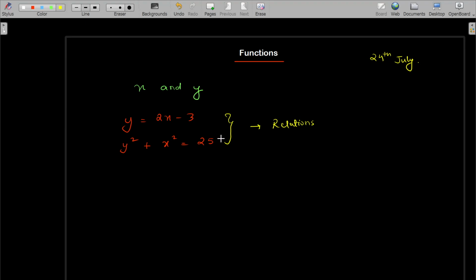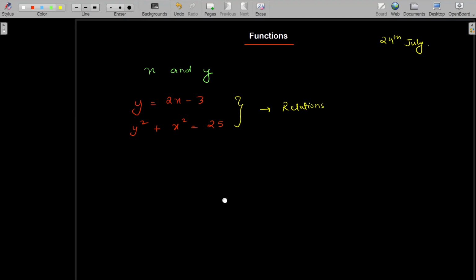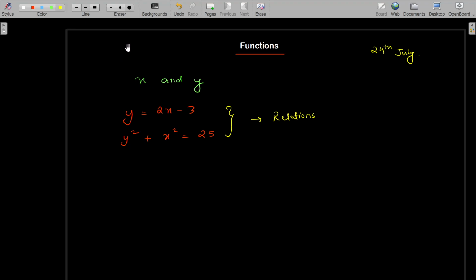Now, from your understanding, can you identify which of these relations is a function and which is not a function? The one on the top is a function, and the one on the bottom isn't. Okay, and why is the one on the bottom not a function? Because I heard that whenever you have x and y squared, it's not a function if it's a circle.